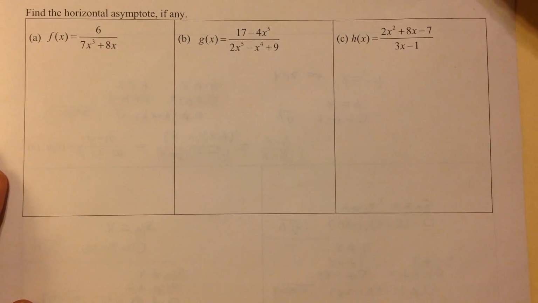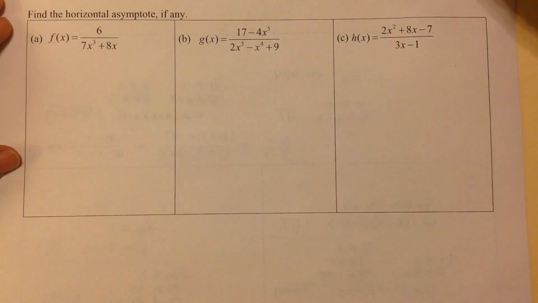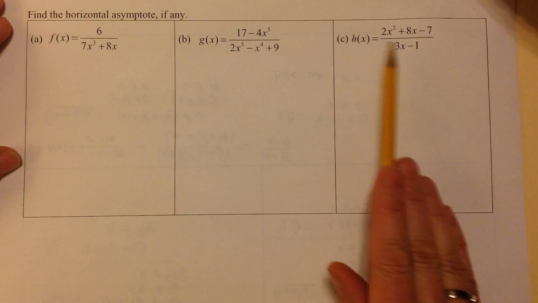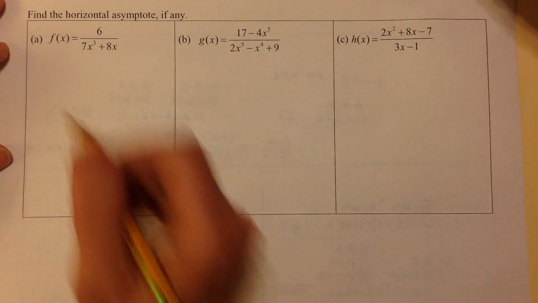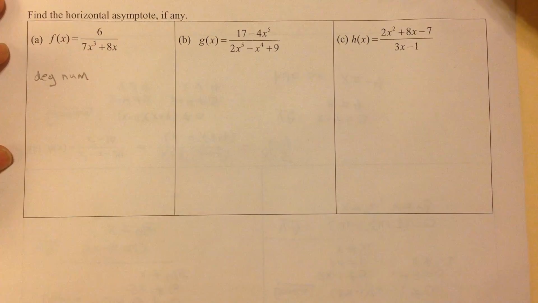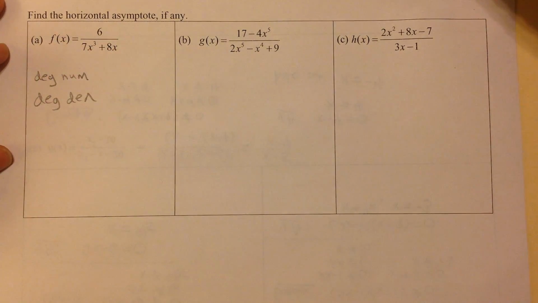For these problems, we are going to find horizontal asymptotes, if any. Now, it's the same procedure for finding a horizontal asymptote on all of these rational functions. You start by comparing the degree of the numerator to the degree of the denominator. And I'm going to abbreviate that DEGNUM for degree of numerator and DEN for denominator.